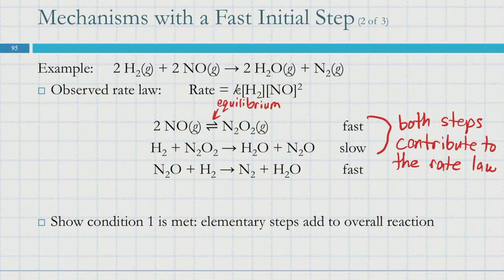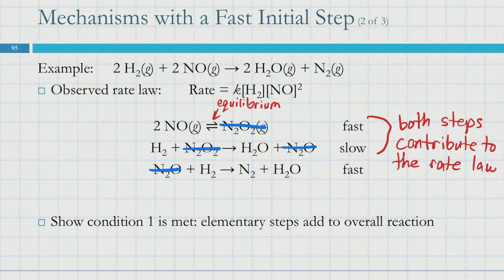All right, so first thing we might want to start with is crossing out any of our intermediates. So looking for things that show up on the right side of one of our early reactions and show up on the left side of one of our later steps. So this N2O2 shows up on both sides, so we can cross that one out. Other things that show up on both sides: we've got N2O that shows up on both sides, so we can strike through our N2O.